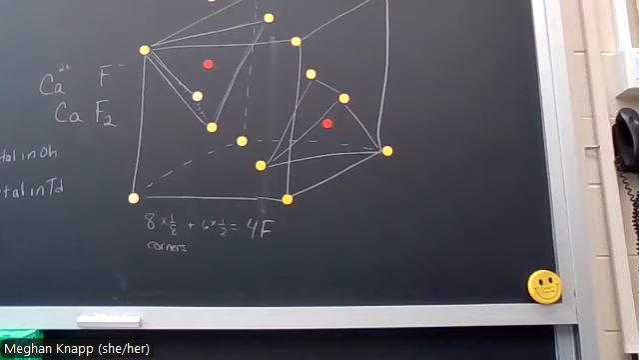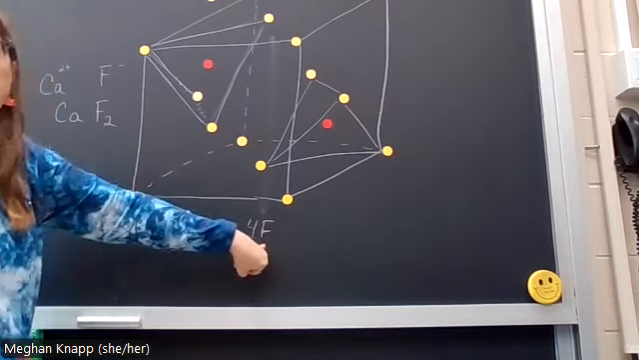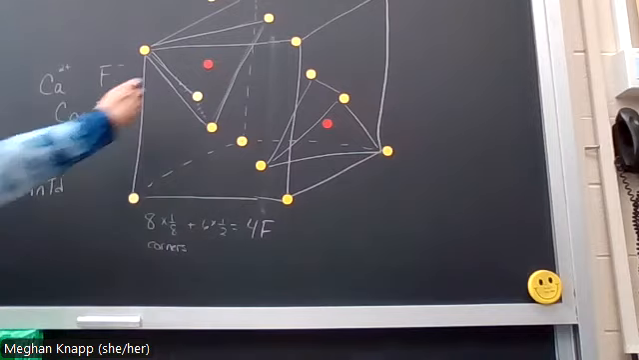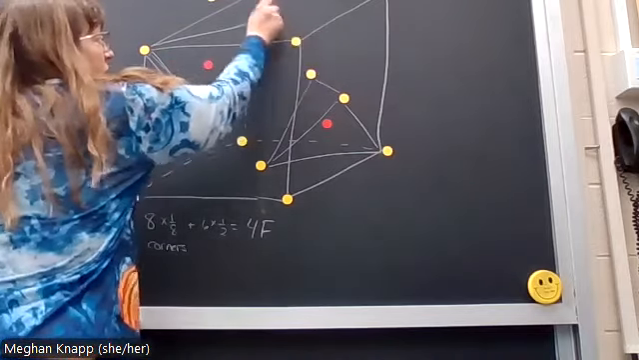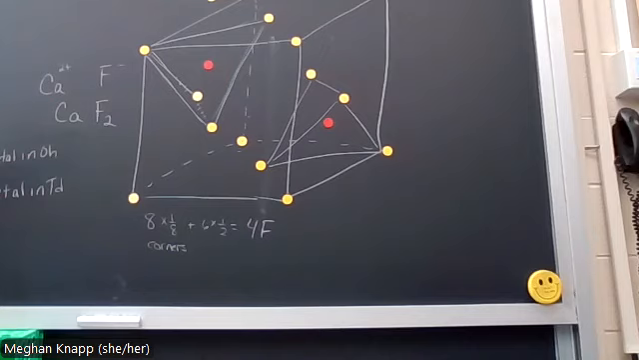So there are 2 for every 1 yellow atom. How many yellow atoms are in there? 4. Okay, there are 4. So how many holes are there? 8. Okay, so there's 1, 2, 3, 4, 5, 6, 7, 8. 4 on the bottom, 4 on the top, 4 on the right, 4 on the left, 4 in the front, 4 in the back. That's how we count them. So it is filling 1/4 of the tetrahedral holes.